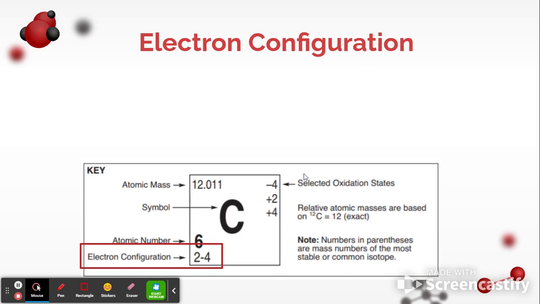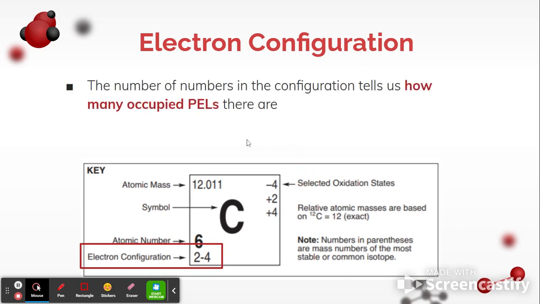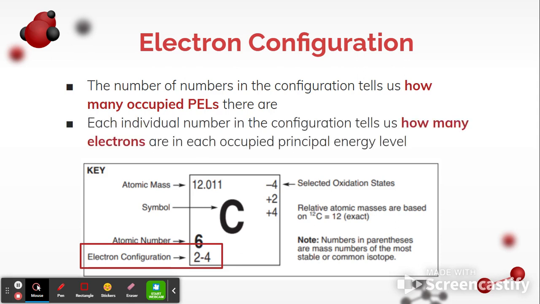Electron configuration. The number of numbers in the configuration tells us how many occupied principal energy levels there are. In the case of carbon, the atomic number is 6. Subsequently, the number of electrons is 6 in its elemental form. Thus, the electron configuration is 2,4 because the sum of 2 and 4 is 6.